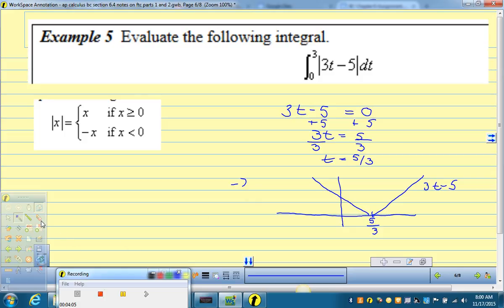No. I keep doing it. I don't know why. Okay, try this again. Negative parentheses, 3t minus 5. Okay? So this means if I want to find the area under the curve from 0 to 3, how do I set up my integral? I would have a definite integral from 0 to where? 0 to 5/3 of what?